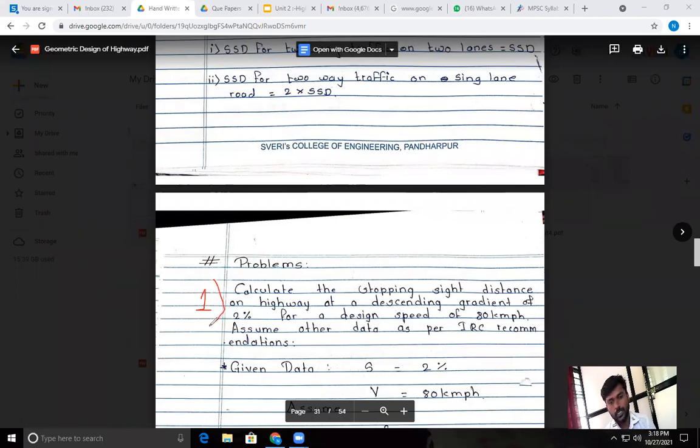Calculate the stopping sight distance. This is an easy and short problem, so it might be asked as an MCQ as well. Calculate the stopping sight distance, that is SSD, on a highway at a descending gradient of 2%.